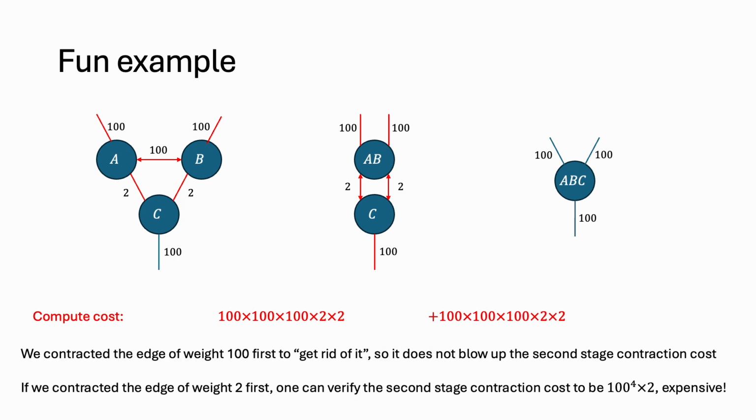So now you may wonder why we choose to contract the top inner edge first, since it has a large weight of 100. But actually, if you try to contract any of the other two smaller edges first, you can verify that the second stage compute cost will be super expensive. Basically, if you try to do greedy optimization in the first contraction stage, you may get very bad compute costs in the later stages. And this is really the crux of tensor contraction, which is to find the optimal ordering of contraction.